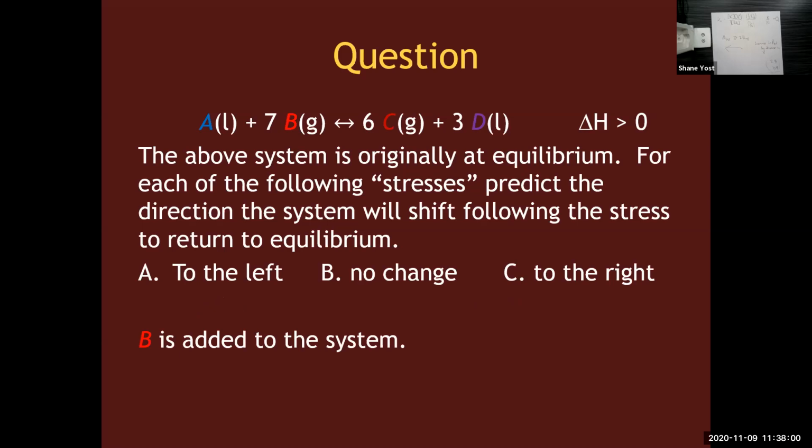If I add B, shift to the right again, because in this case now I'm adding some reactants. It's increasing the chemical potential of the reactants, so I've got to reduce that chemical potential and increase the chemical potential of the products so that they equal again. So it's just going to shift to the right. It's going to use up some reactants.